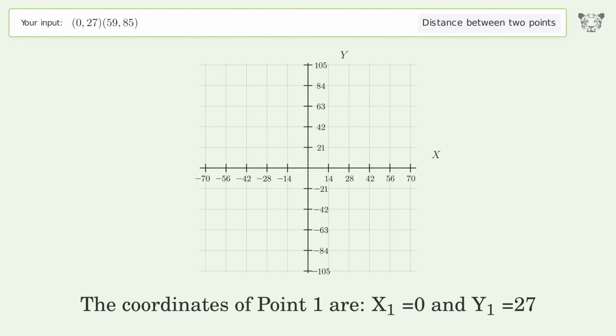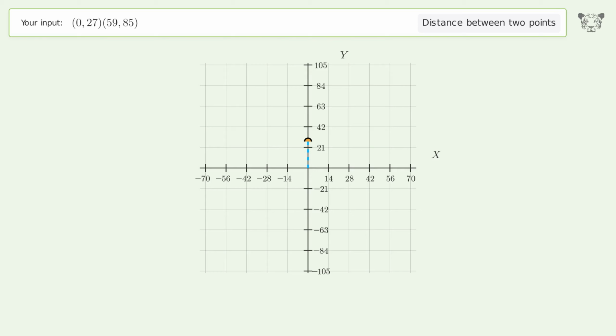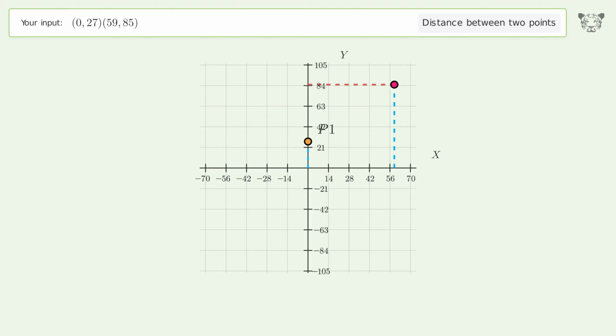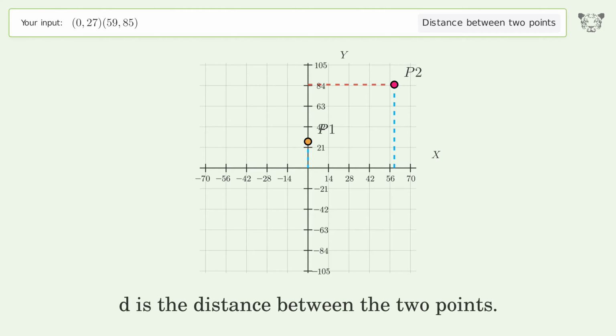The coordinates of point 1 are x1 equals 0 and y1 equals 27. The coordinates of point 2 are x2 equals 59 and y2 equals 85. D is the distance between the 2 points.